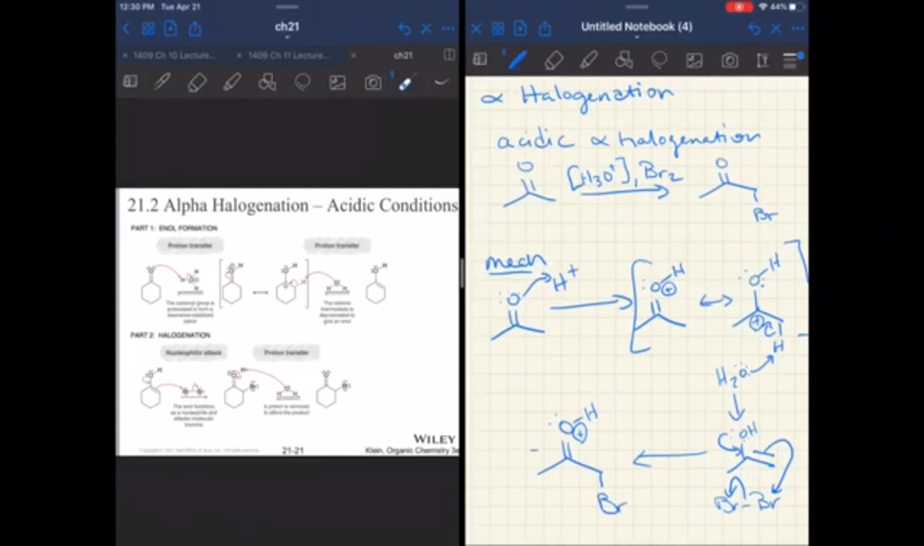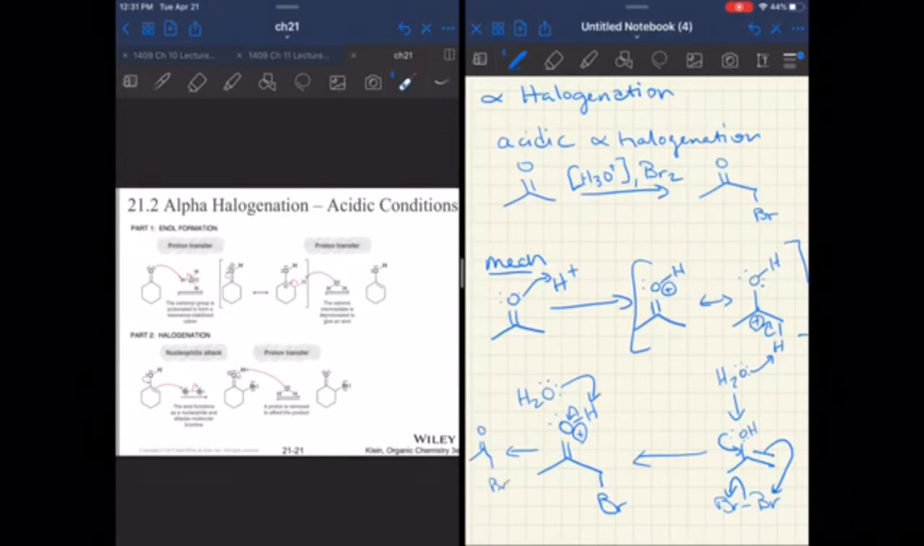The last step here is just to deprotonate. And so what are you going to use? We're in acidic conditions, so make sure you use something that's present. If you've been using HA, use A-. If you've been using hydronium, use water. You could show the Br-. At least it's something that's there. And that is how we complete that mechanism.